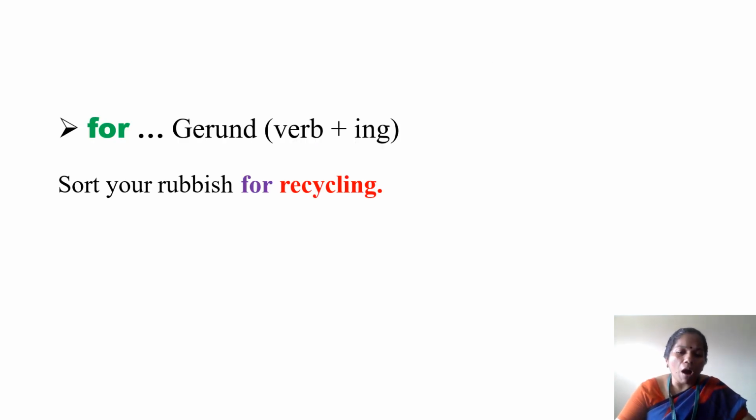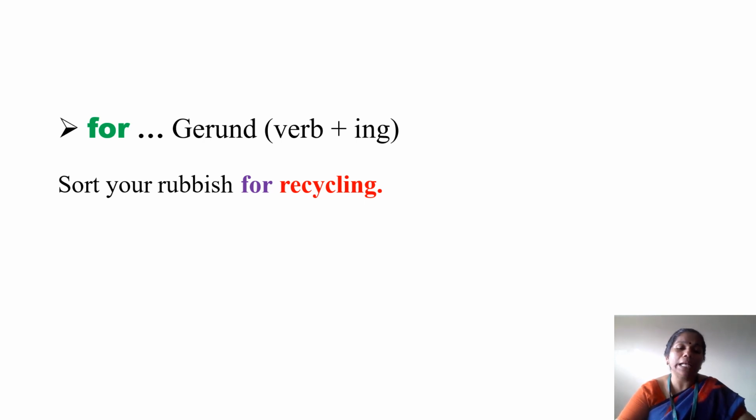Here comes for. For has to be followed by gerund. Everybody knows what is gerund. Gerund is otherwise known as a verbal noun. Why do we call it a verbal noun? All because of the structure it has. What is the structure of gerund? Verb plus ing. It looks like a verb. At the same time, it functions as a noun. So one can even call gerund a verbal noun.